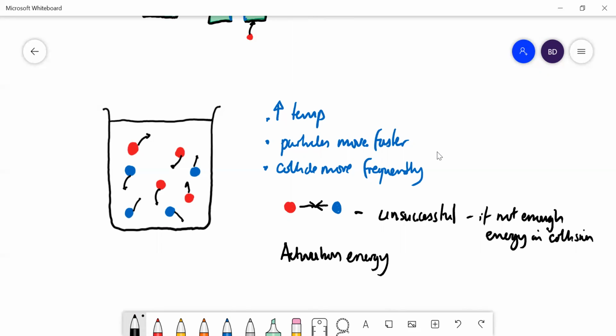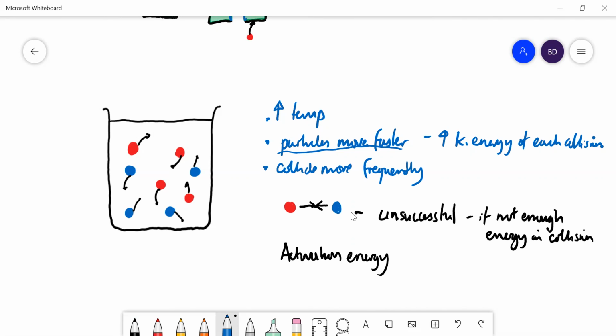Now, if you increase the temperature, you make the particles move faster. So what that does is it increases the kinetic energy of each collision. So that means on average, more collisions are going to be successful. So not only do you get more collisions, but the proportion of them which are successful also increases with temperature. So that's why temperature has quite a big effect on the rate of reaction. And usually, it's not always true, but it's a rough rule of thumb, if you increase the temperature by 10 degrees C, you'll double the rate of reaction.